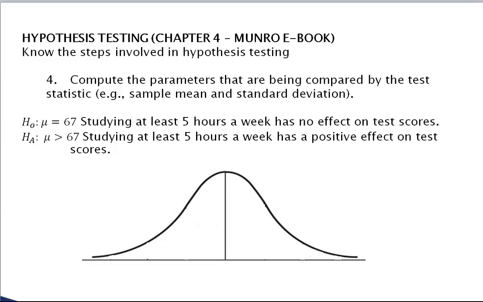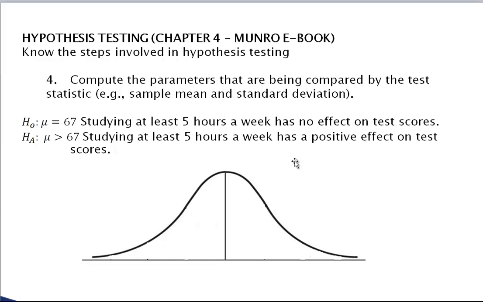Okay, so now the next thing, you ensure that you have a normal distribution, and then step number 4, you would compute the parameters that are being compared by the test statistic. So that would mean you get your sample and you calculate your sample mean and standard deviation. Typically, this can be tedious with a large sample, and you would do this using spreadsheet software like Excel, or SPSS software, or a calculator that had the ability to calculate things.